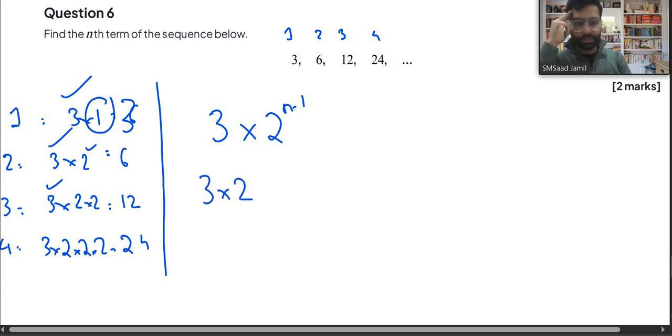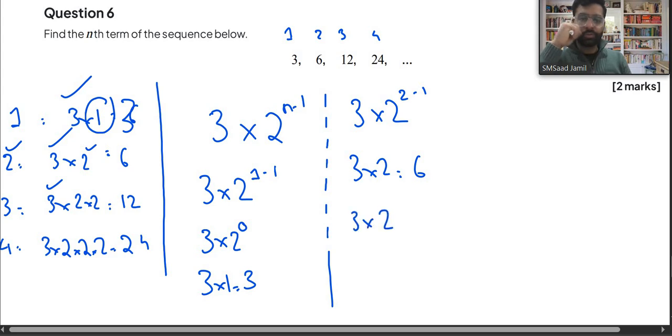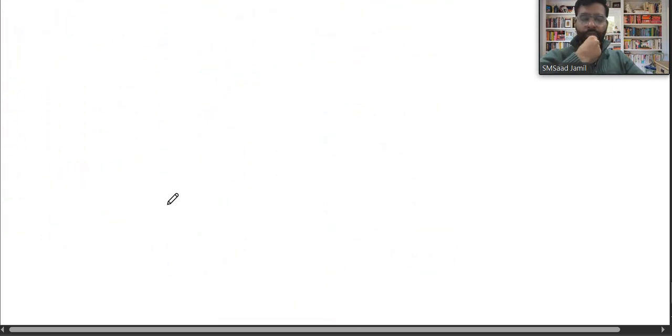Now look, 3 multiply by 2. Let's say we are finding the first term. Instead of n, I will write 1 minus 1. So 3 multiplied by 2 raised to power 0. It becomes 3 multiplied by 1 is 3. Same, 3 multiplied by 2, we are finding the second term. 2 minus 1. So 3 multiplied by 2, that's 6. Get it? Third term, 3 multiplied by 2 raised to power 3 minus 1. So 3 multiplied by 2 raised to power 2. It becomes 12. So this is just for this class guys.